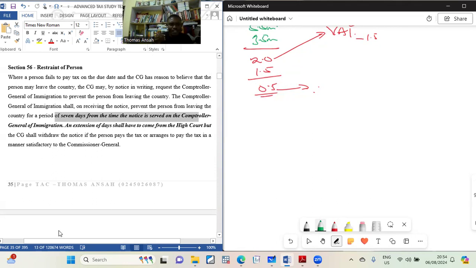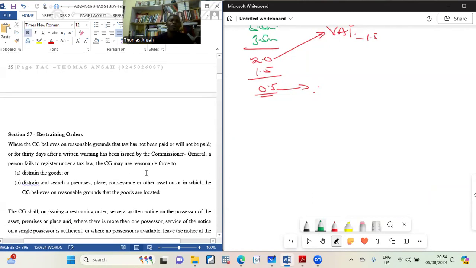The extension shall come from a high court. He can receive a letter from a high court to extend it. Without the permission of the high court, you can't exceed the 7 days of telling the person not to travel. So basically, that is another form of restraining a person. Then we have restraining orders.